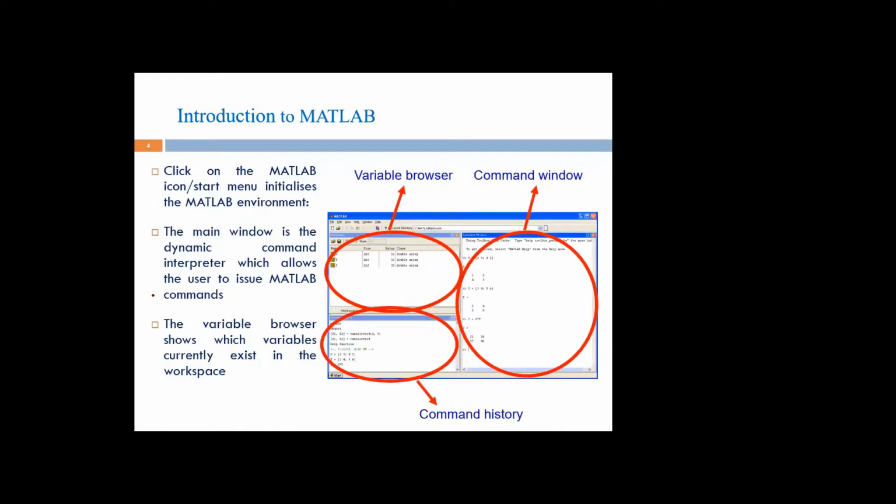Now, when you want to consider MATLAB, there is a command window.